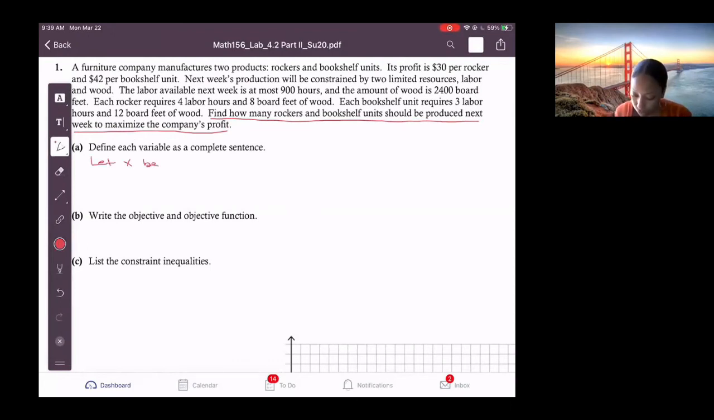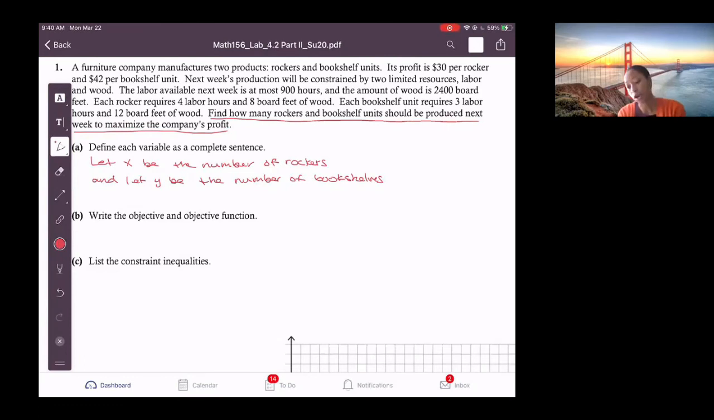Let X be the number of rockers, and let Y be the number of bookshelves. Okay, so what are you trying to find? How many unknowns do you have? Assign a variable to each of those unknowns.